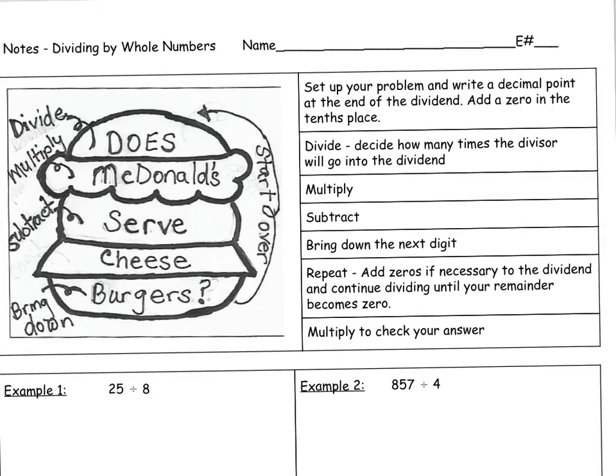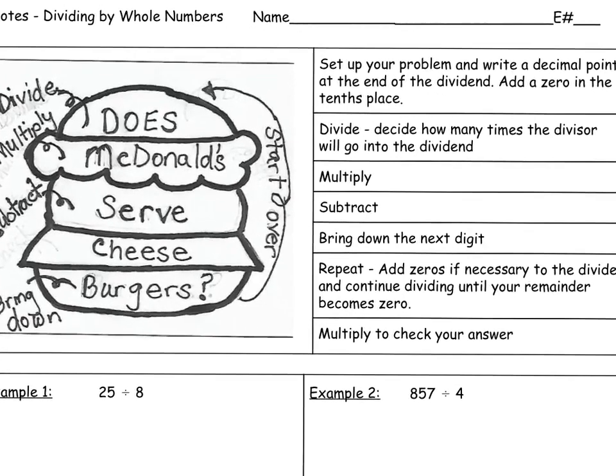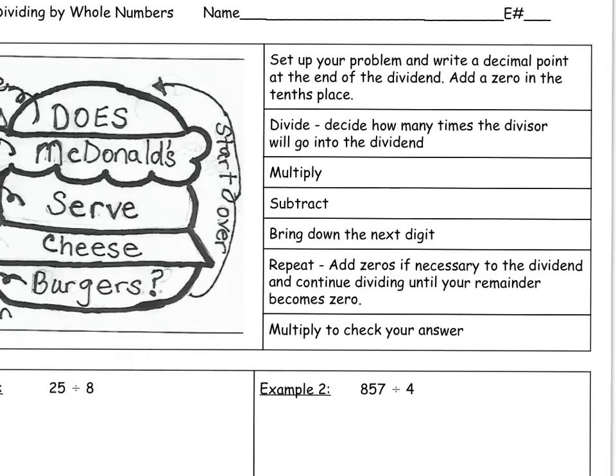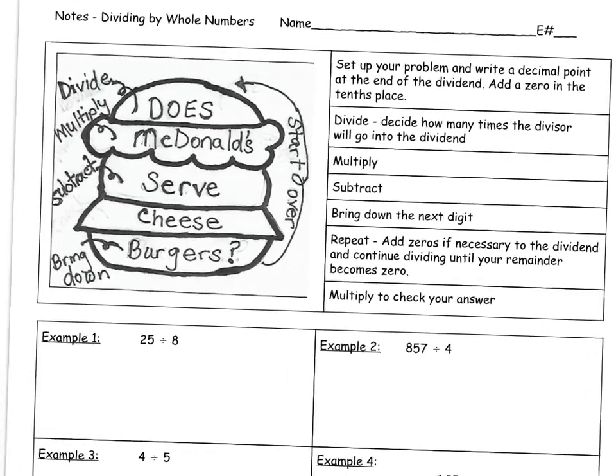So again, the steps to division: divide, decide how many times the divisor will go into the dividend. Then multiply, subtract, bring down the next digit, repeat. You add zeros if necessary to the dividend and continue dividing until your remainder becomes a 0. Then after you get a quotient, you multiply to check the answer. In other words, you multiply the quotient times the divisor, and that checks to see if you got the dividend. So let's do some examples together.